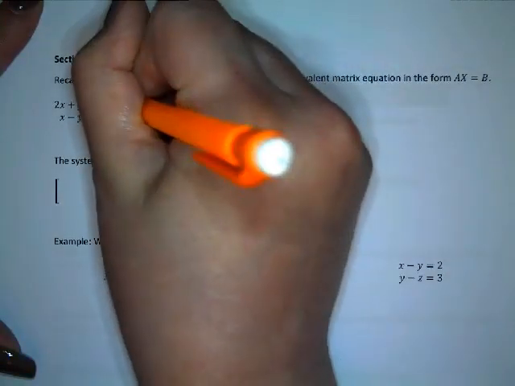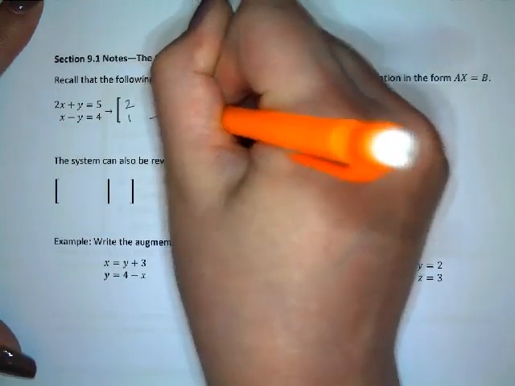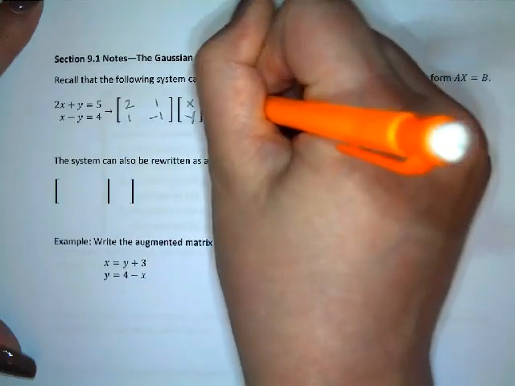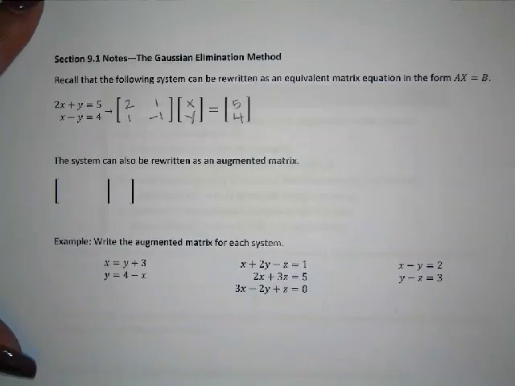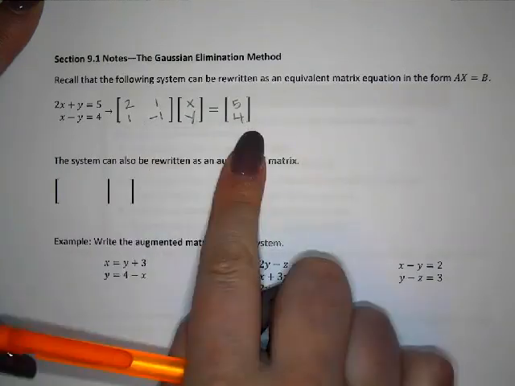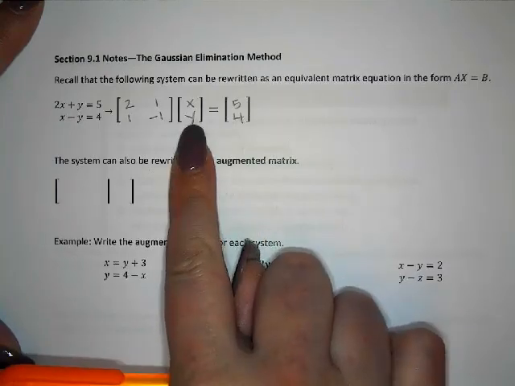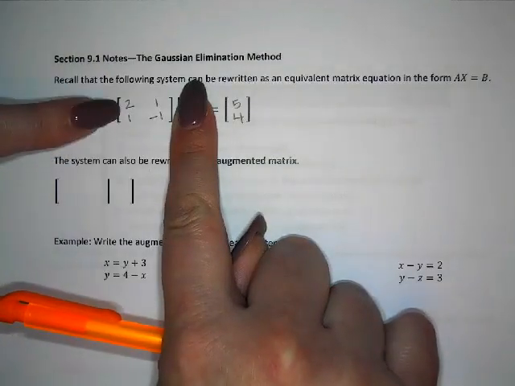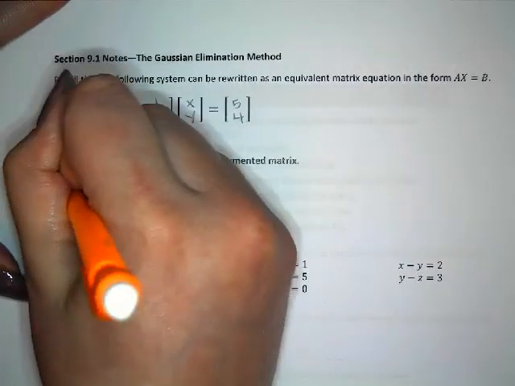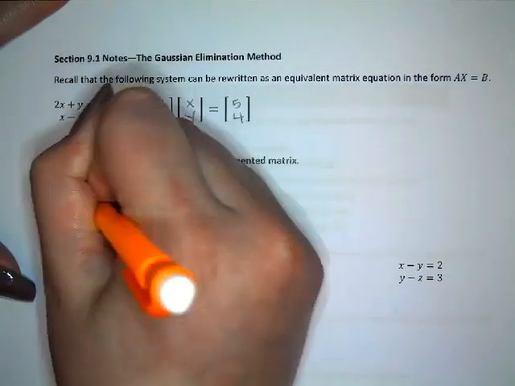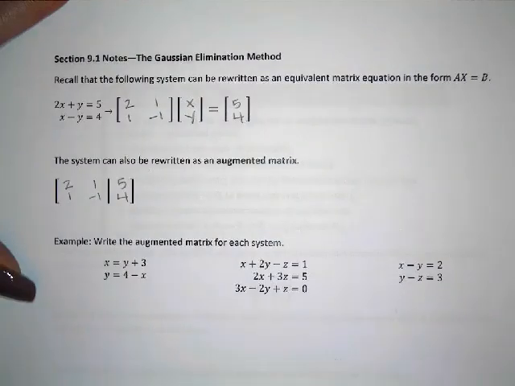So we have the coefficient matrix for this system, the variable matrix, and then the constant matrix. What we do in the Gaussian elimination method is take these three matrices and write them as one augmented matrix instead, where we ignore the variable matrix and just write the coefficient matrix, then a line, and then the constant matrix. So 2, 1, 1, -1, 5, 4. That's an augmented matrix.